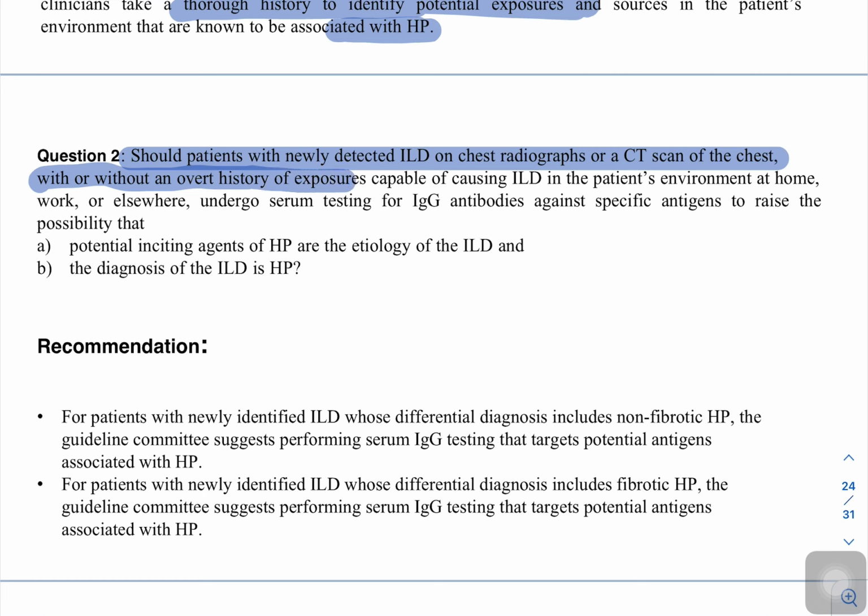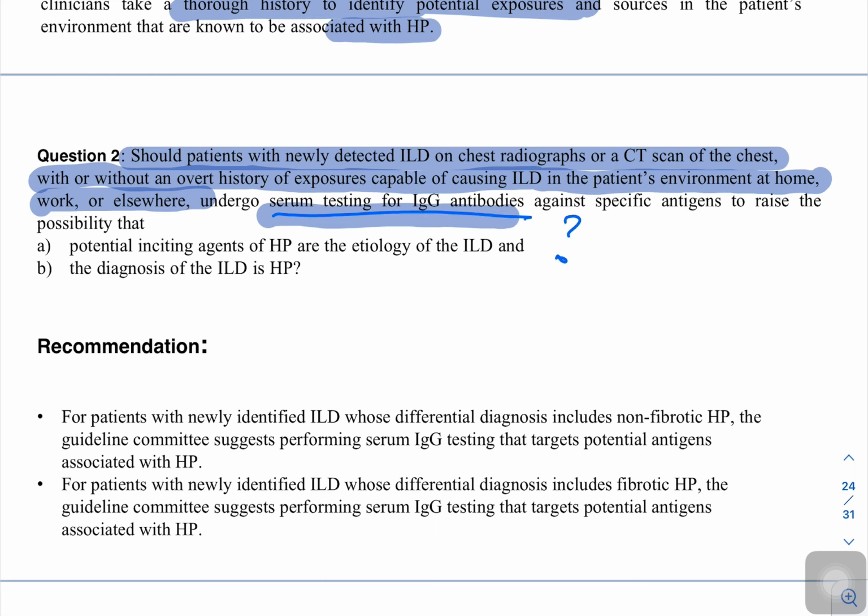Second question. Should patients with newly detected ILD on chest radiograph or CT scan of chest, with or without overt history of exposure capable of causing ILD in the patient's environment at home, work or elsewhere, undergo serum testing for IgG antibodies against a specific antigen to raise the possibility that potential inciting agents of HP are the etiology of the ILD, or that the diagnosis of ILD is HP? Should we do it or not?